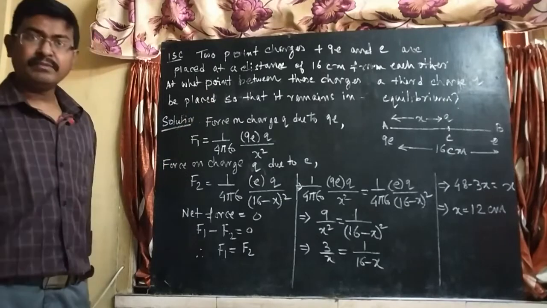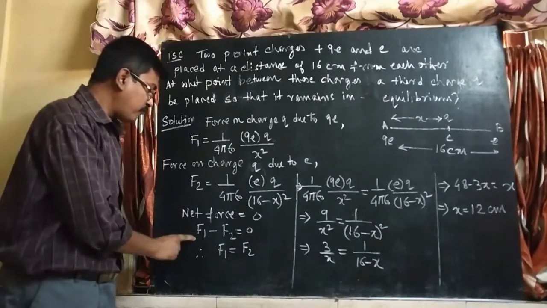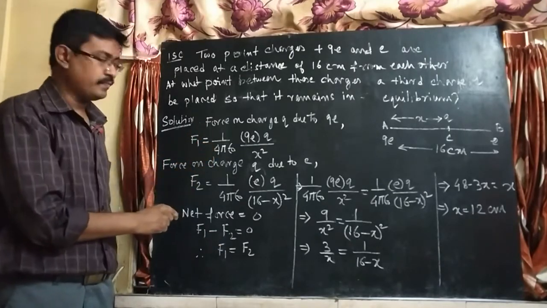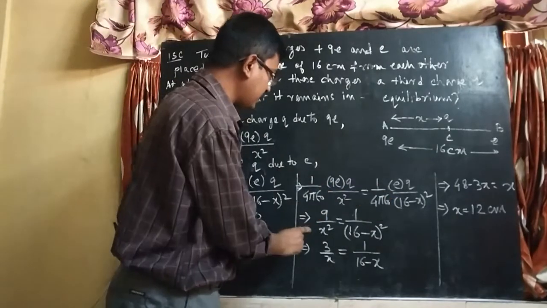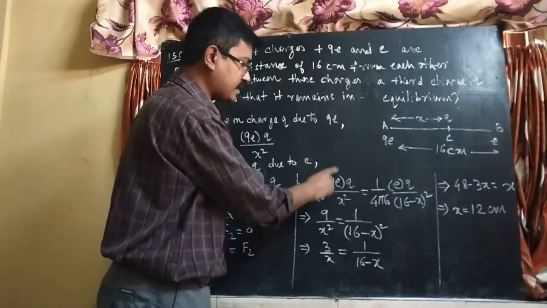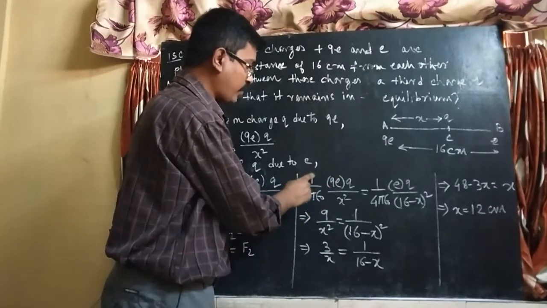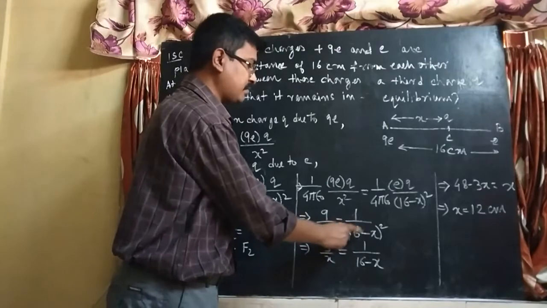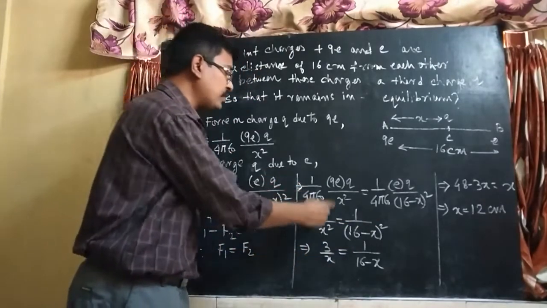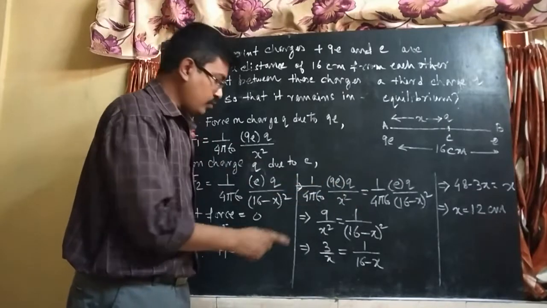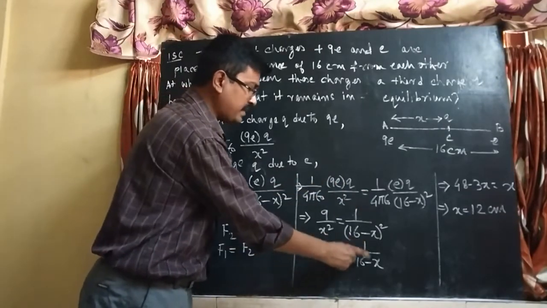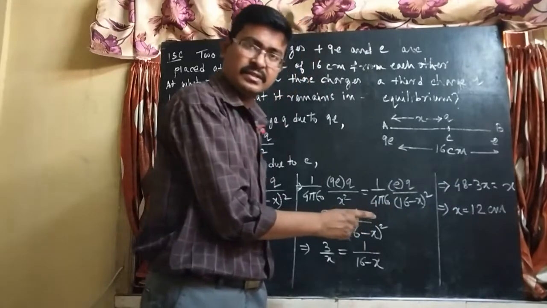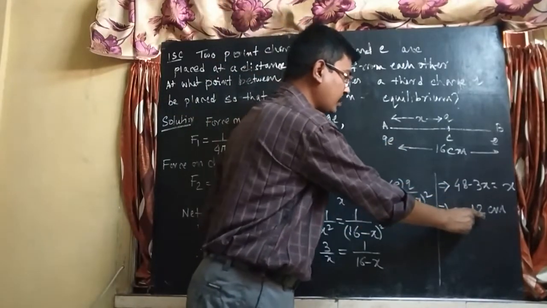In equilibrium, the net force is 0. So F1 minus F2 equals 0, so F1 equals F2. Now we substitute the values of F1 and F2. After putting them in, we cancel the electronic charge e and 1 by 4 pi epsilon 0. After the calculations, we get 9 by x square equals 1 by 16 minus x whole square. Now square rooting both sides, we get 3 by x equals 1 by 16 minus x. Now do the transpositions and cross multiplications and you will get the value of x as 12 cm.